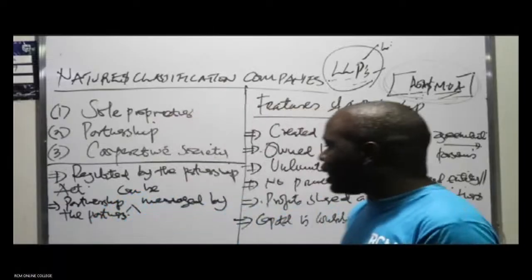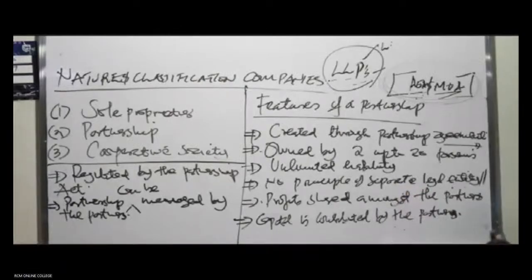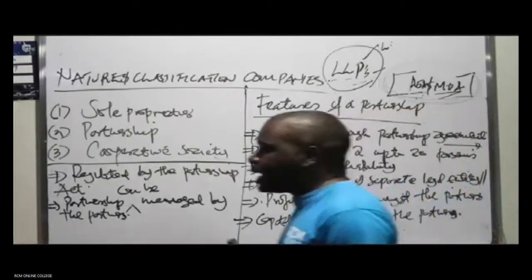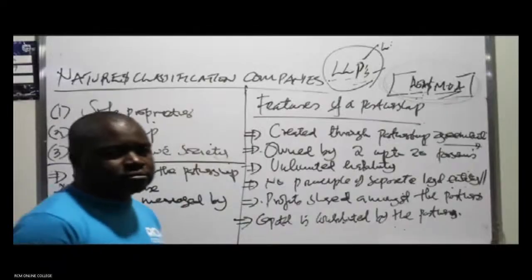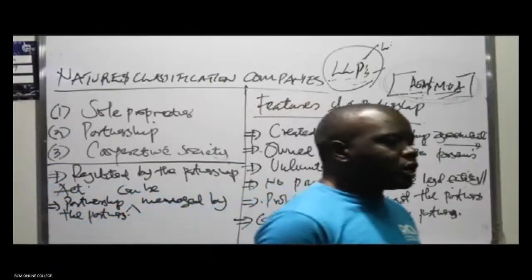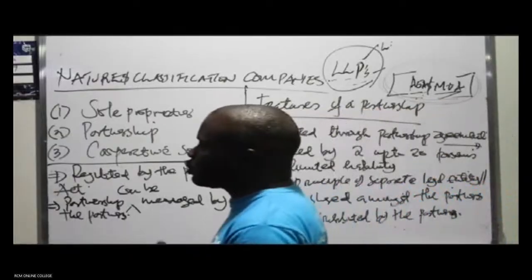A company, as per the rule in Solomon versus Solomon and Company Limited, is a distinct, separate person under the law from the owners or the shareholders. It will be able to exist on its own. And as a result of this, many features arise.